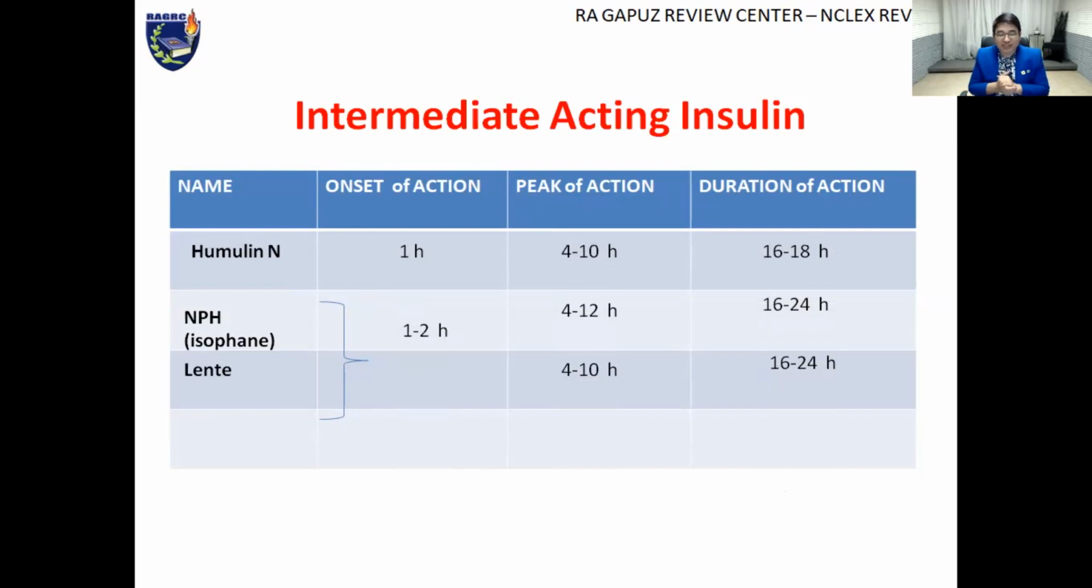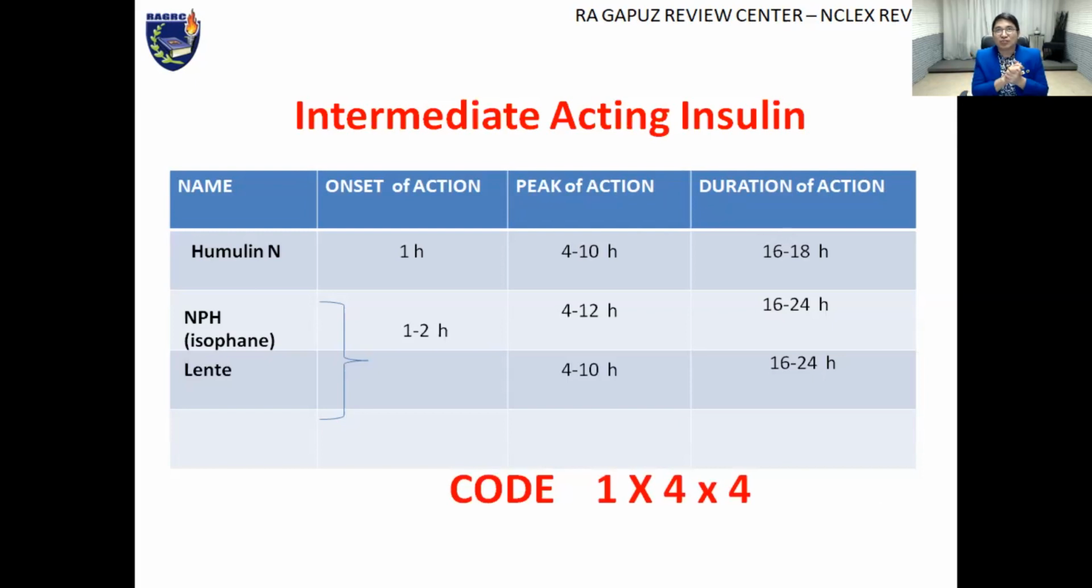Now, once again, let's code this. For intermediate acting insulin, this is easy to code. So you have similar numbers like 1, and then 4, and then 16. How do we remember these things? All we have to do is get the number 1, and then get the number 4. So we create a code and we say 1 times 4, and 4 times 4 would give you 16. So the code therefore would be 1 times 4 times 4.